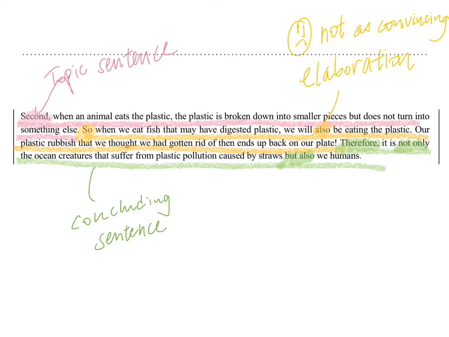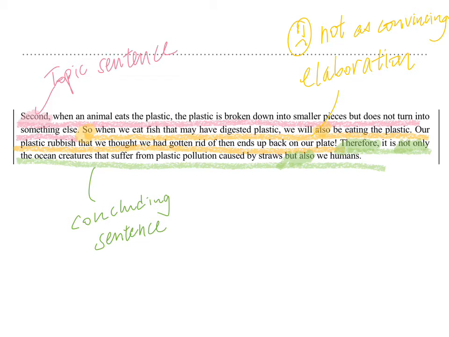Okay, so you would already know that the first sentence will be the topic sentence, the pink underlined one. It tells that it's not just the animals who suffer from the use of plastic straw, but also humans. They are also being affected by it. And then the orange part will be the elaboration.